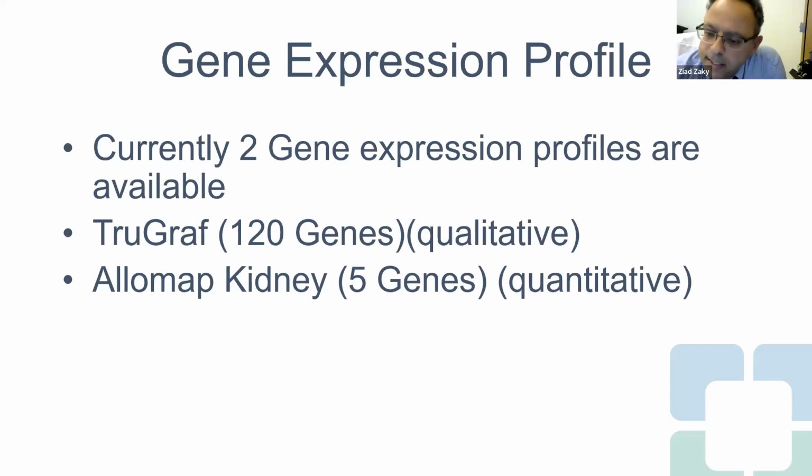And the AlloMap Kidney, why is it called AlloMap Kidney? Because for the last 10 years, we've been using a gene expression profile test for heart transplant patients. It consists of 20 genes, and it's called AlloMap Heart. So we found that out of those 20 genes used for heart transplant patients, 5 genes are more specific for kidney rejection. The good thing is it gives a scoring system, quantitative.